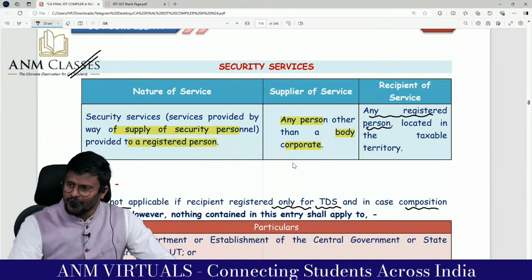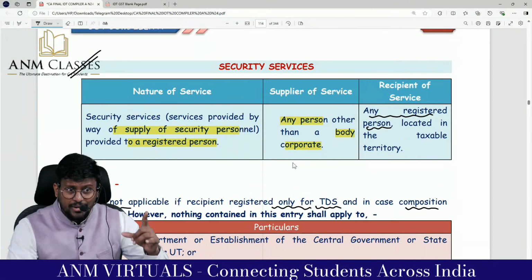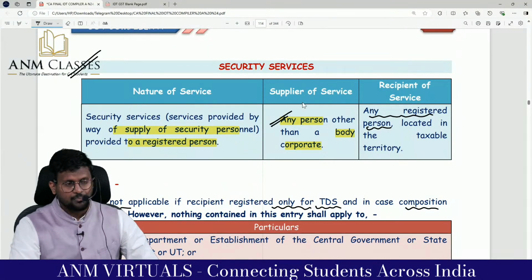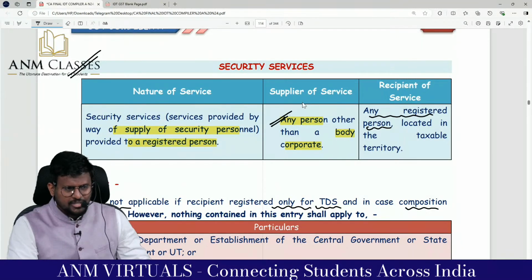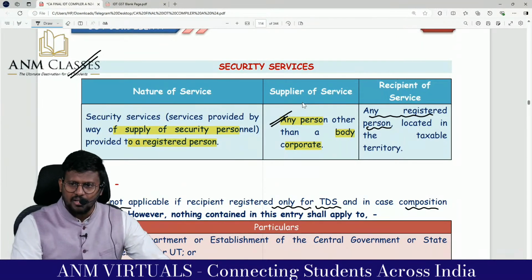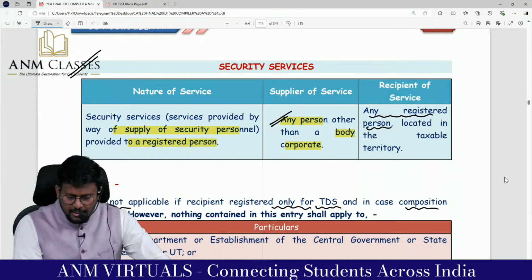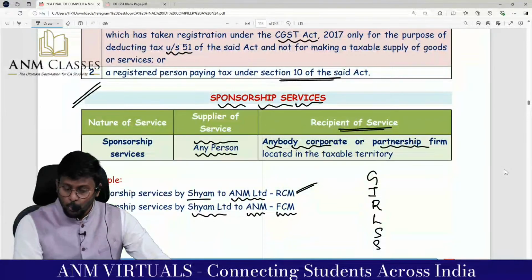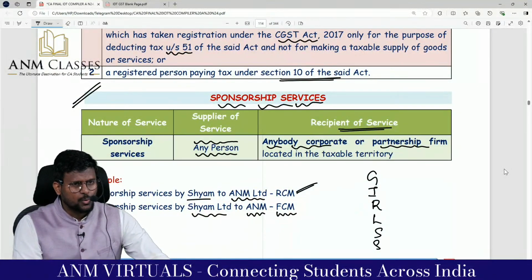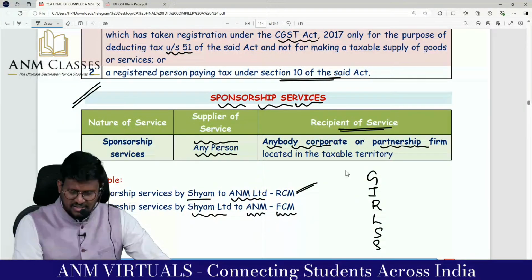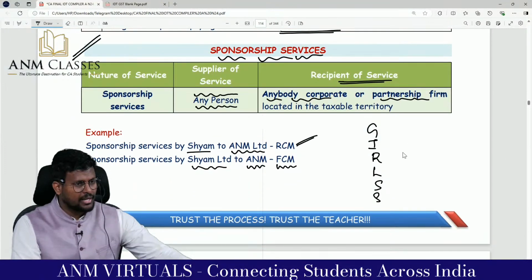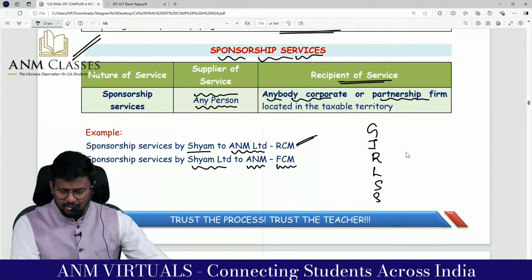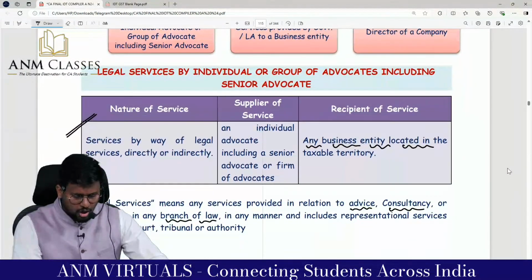Then, sir, security services. If the security services service provider is any person other than a body corporate, and service recipient is any registered person located in the taxable territory, then the person liable to pay GST is the registered person located in the taxable territory. Are you all really with me? With regard to sponsorship services, if the service provider is any person and the service recipient is any body corporate or partnership firm located in taxable territory, then any body corporate or partnership firm located in taxable territory is the person liable to pay GST on RCM.